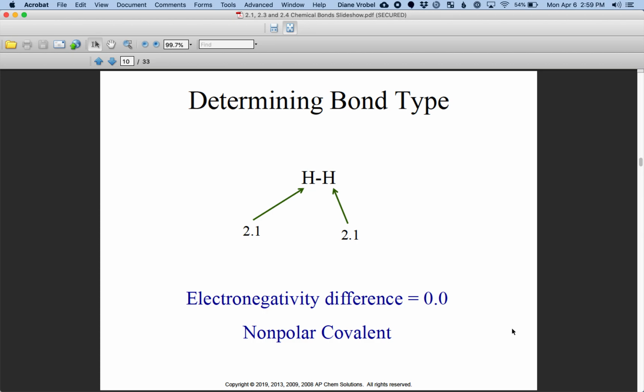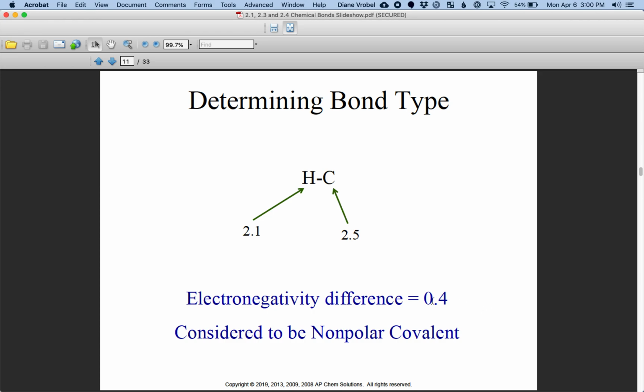Okay, so here is an example of a molecular compound that has two atoms. They're the same atoms, and as a result, they have zero electronegativity difference. So they're considered pure covalent, or if you want to call it nonpolar covalent, you can also say that too.